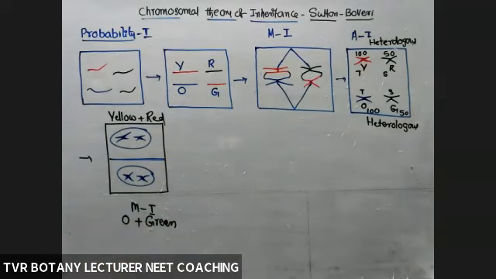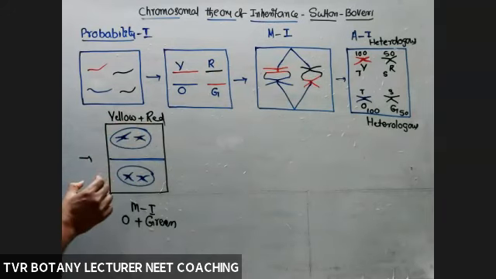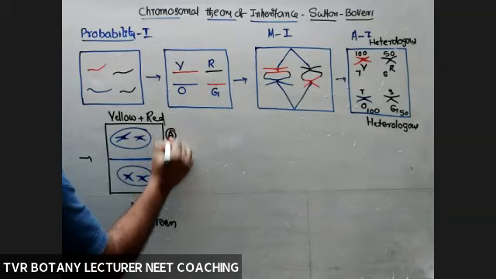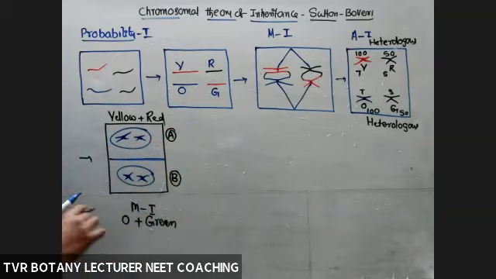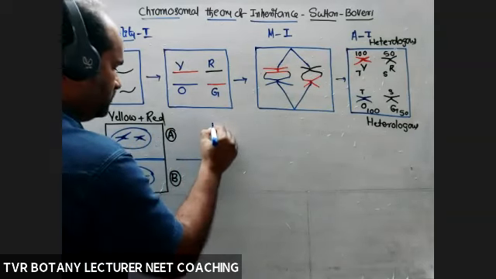Okay, go back to the law of independent assortment. The segregation of capital R and small r is independent of the segregation of capital Y and small y. So yellow and red segregated together towards one pole, the same pole. Next, orange and green segregated towards one pole. So this is one kind of cell, for example an A type of cell, and this one is a B type of cell. Okay, next.